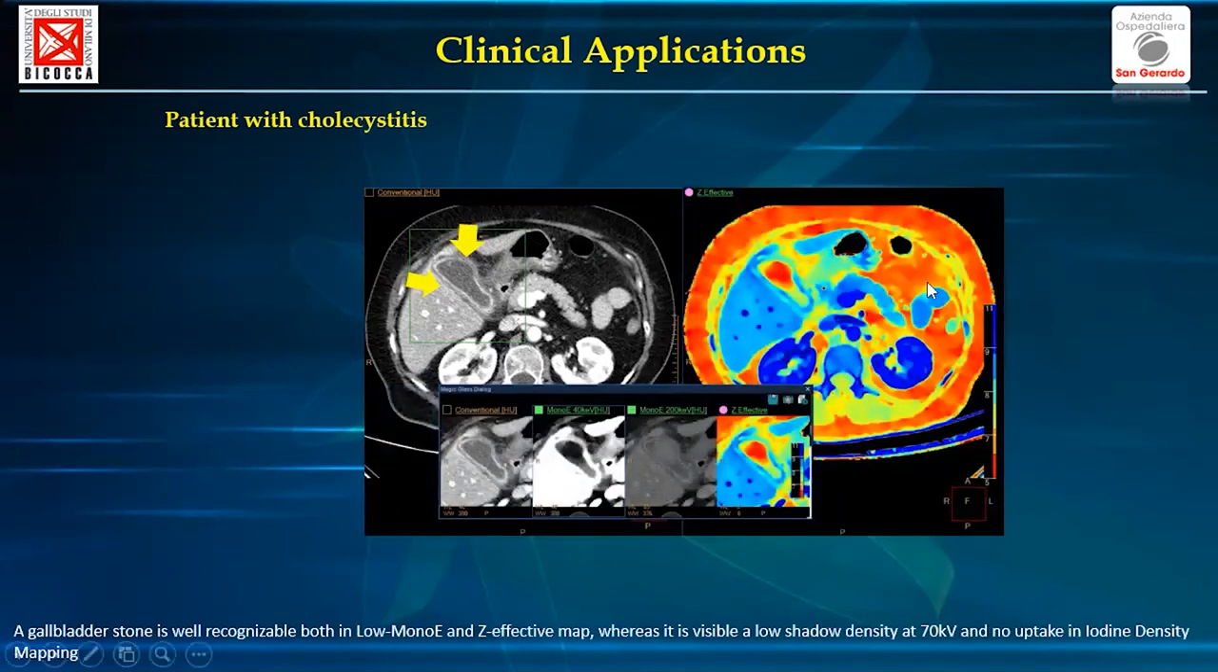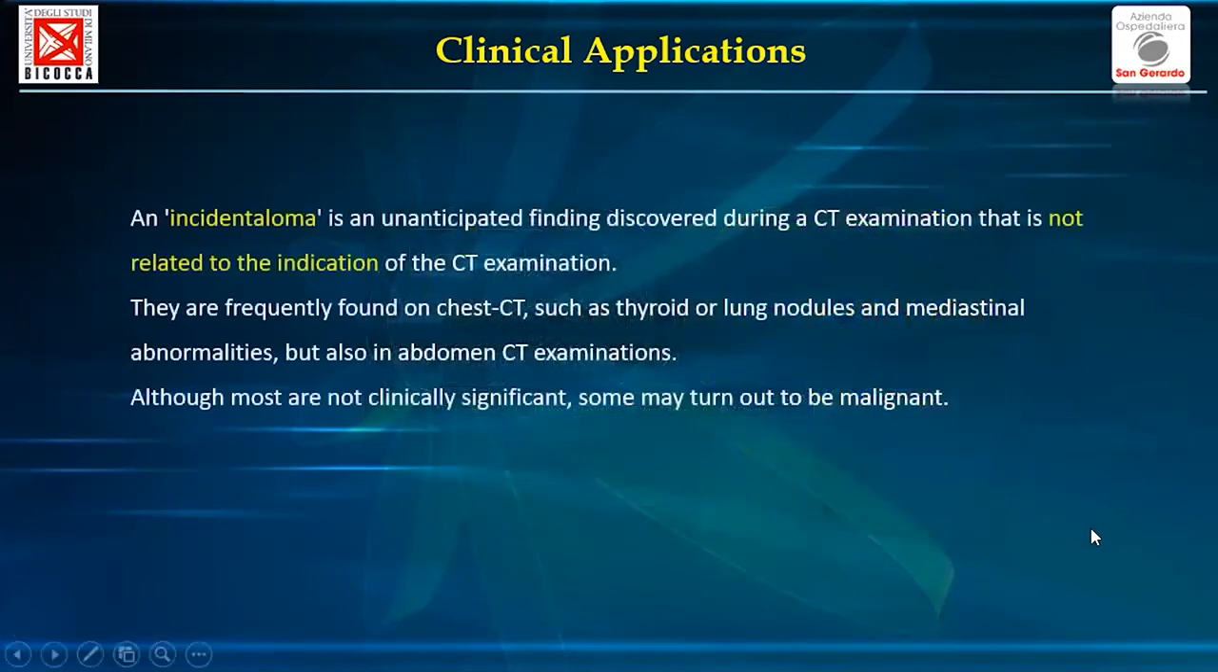And now immediately, using the Z electron density, we can appreciate the different attenuation of the stones compared to the bile. And we can appreciate that it looks like fat, due to the high component of fat inside the stone. And obviously the other different maps may also allow us to better distinguish and recognize this lesion that is the cause of the disease.